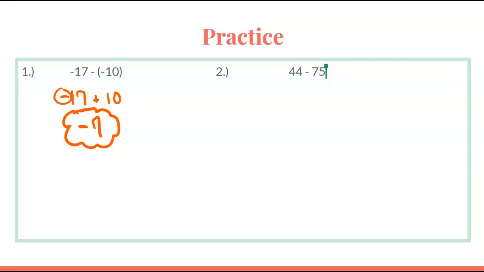44 minus 75. 75 is bigger than 44, so I know I'm going to end up with a negative number as my answer. But I still want to go through, follow my pattern. Okay, 44, change subtraction to addition, change positive 75 to negative 75. I'm going to put it in parentheses so I don't get confused with a plus and a minus right next to each other. Different signs. I do 75 minus 44, which is 31. 75 is a larger absolute value, so I keep the negative sign.